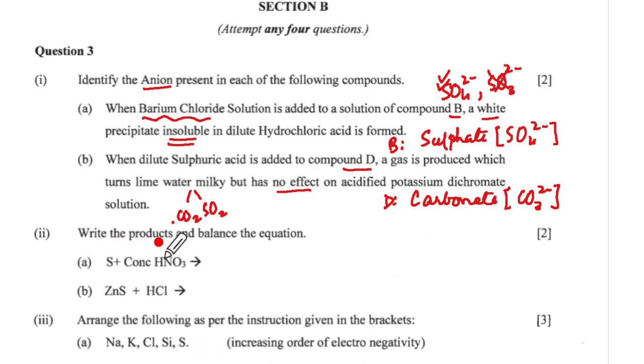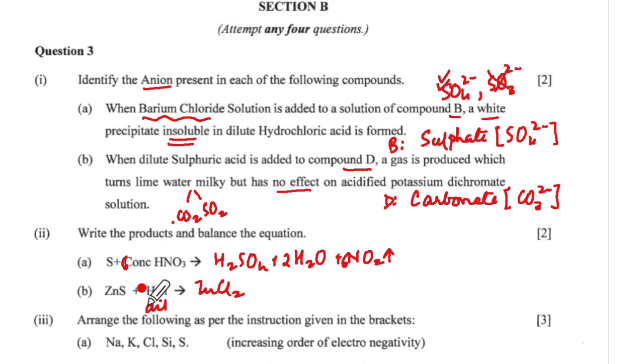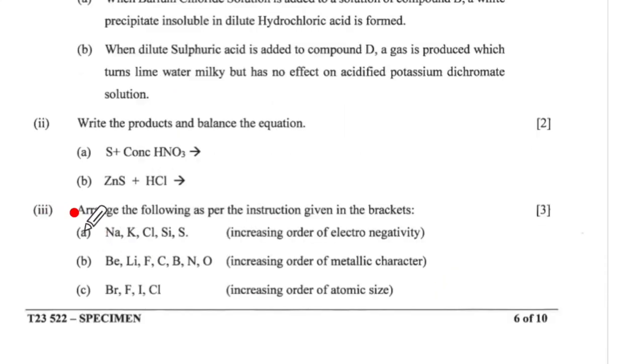like so. Write the products and balance the equation. Now sulfur and HNO3 gives H2SO4 plus H2O plus NO2, which is a gas, and this is the balanced reaction. ZnS plus HCl, it has to be dilute, and we will get ZnCl2, so we will write 2 here, and we will have H2S, which is a gas. Let us come to the third one.